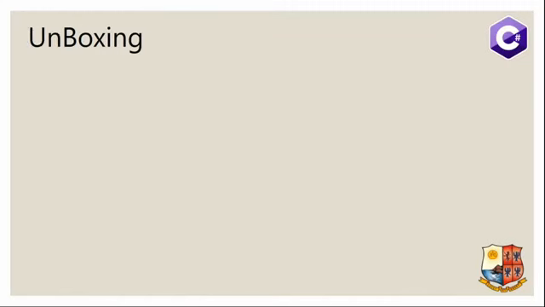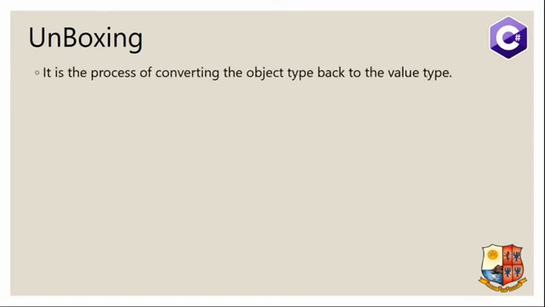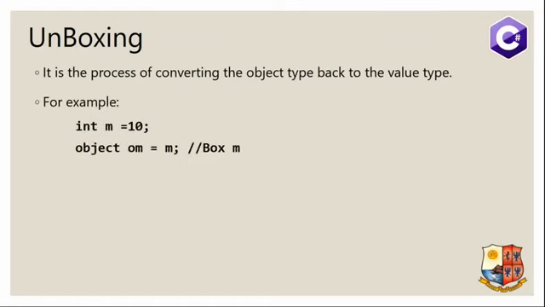What about unboxing? How would I take the value out of the object which we just created? It is the process of converting the object type back to a value type. That's unboxing. For example, the same thing: the second line is boxed. Now, how will I take that value out of the object? Right now, if I just use om as an integer data type, it will not work, because you cannot implicitly convert an object into an integer.